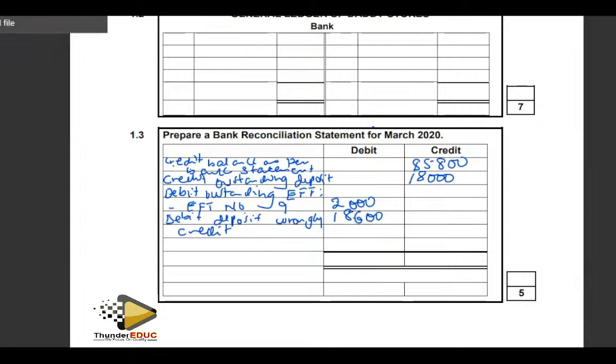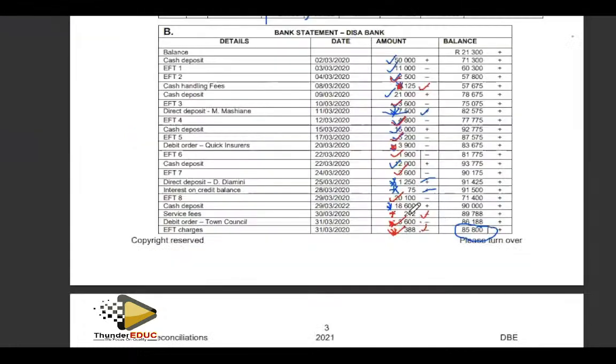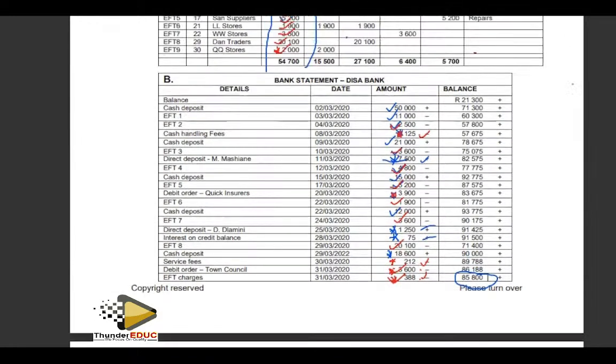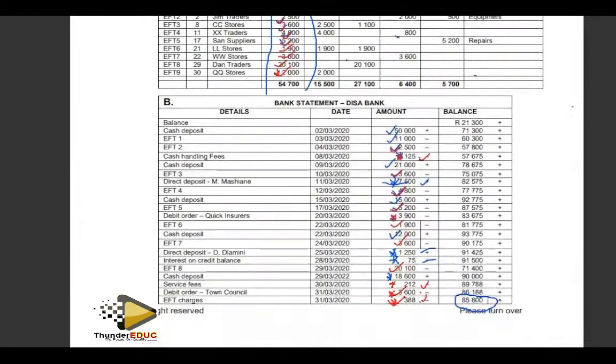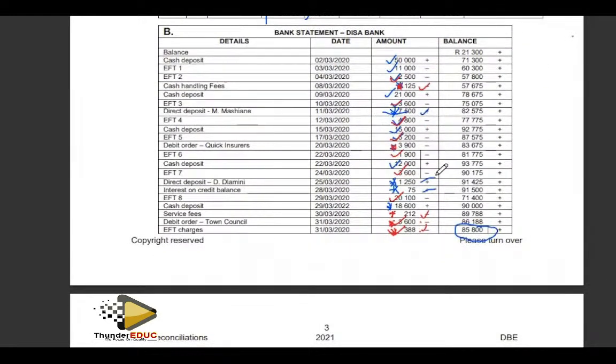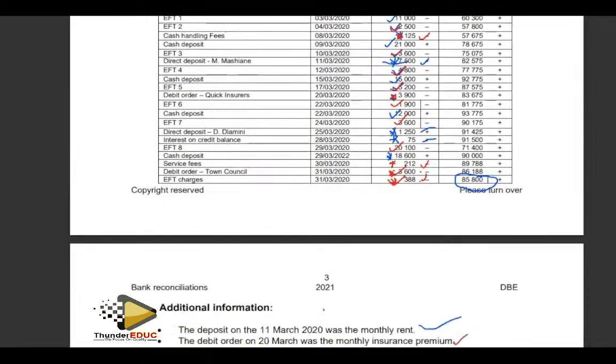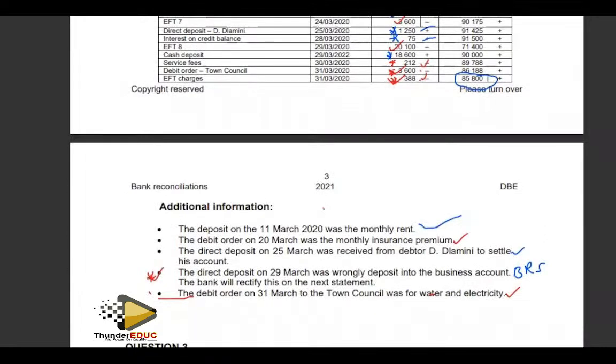Let me confirm to see properly. If I check here, I'm done dealing with each and every item. My cash receipts journal has been done properly. Cash payments journal has been done properly. I've ticked everything off. Then when I check my bank statement, everything has been dealt with, okay? So additional information, everything has been dealt with. So it means that now I'm done with everything.